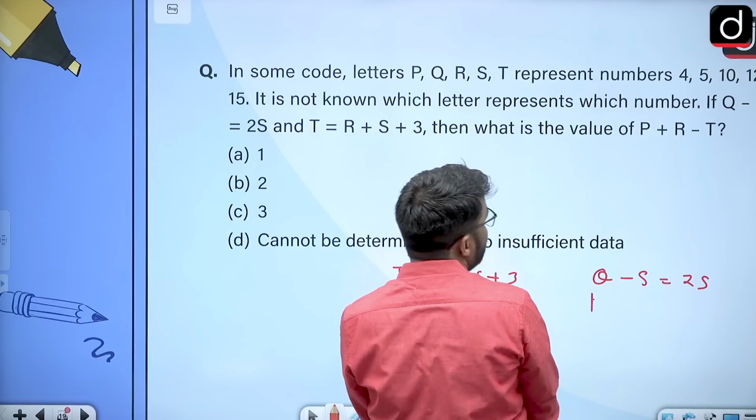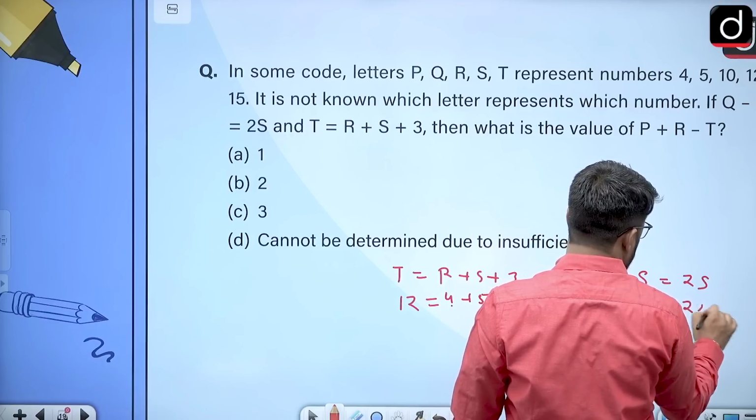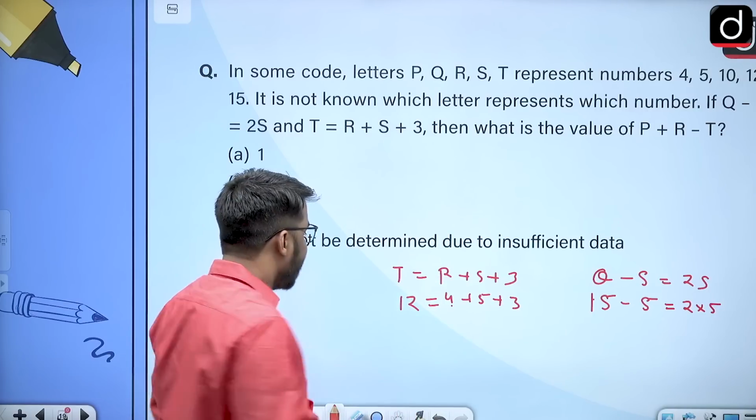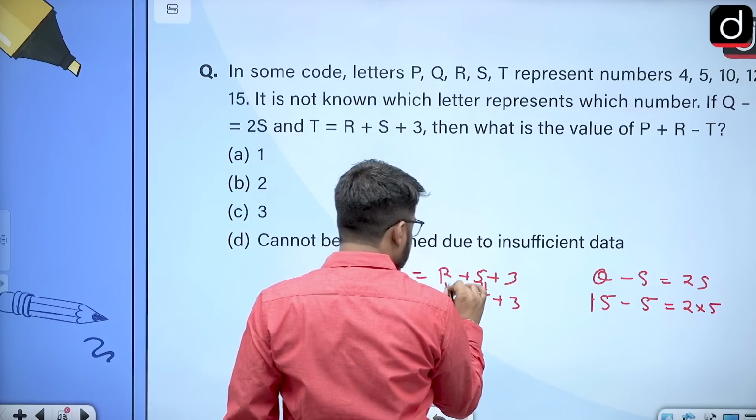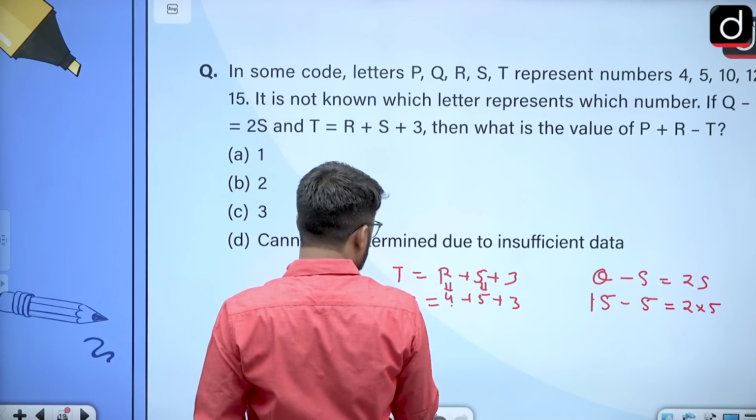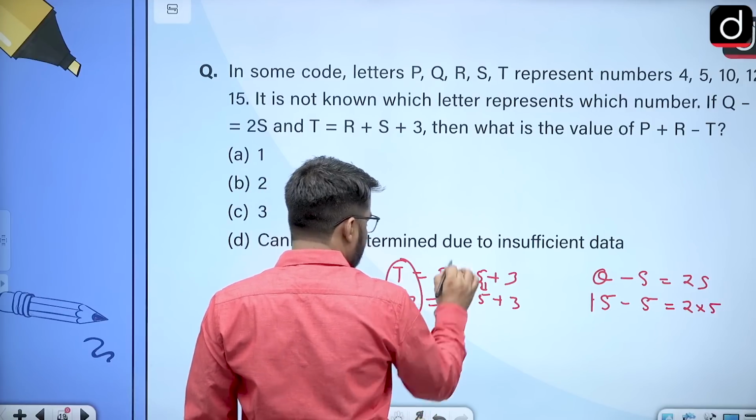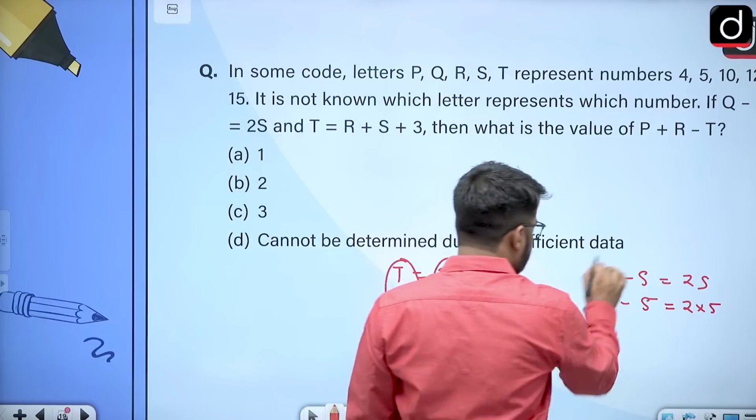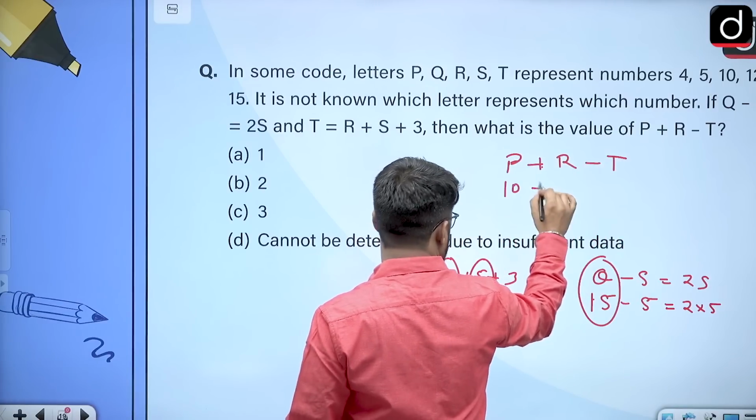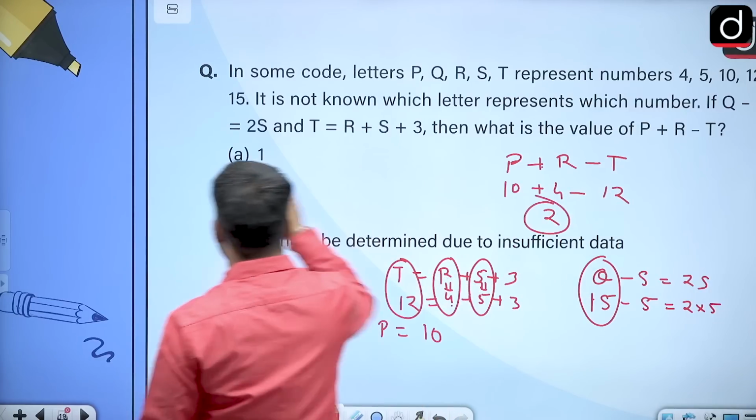q minus s equals 2s. So when q becomes 15, s becomes 5. So 2 into 5 will become 10. See, 15 minus 10 is 5 and 2 into 5 is 10. So now the value of s will be 5. This is sure, the value of s is 5, the value of r will be 4. Right, this is correct. T is 12. So p will be the remaining value, 10. So now p is 10, t is 12, r is 4, s is 5 and q is 15. And now we have to find the value of p plus r minus t. So 10 plus r is 4 minus t is 12. So 14 minus 12 would be 2. And this will be your answer.